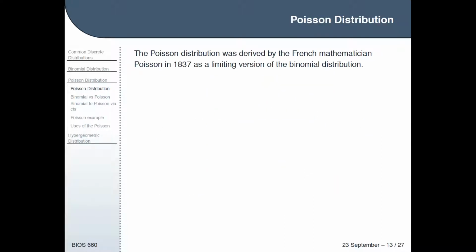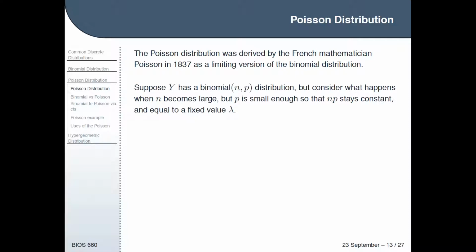The Poisson distribution was derived as a kind of limiting version of the binomial distribution, is one way to think about it. Say that you have a binomial distribution, but the number of trials becomes very large, while the probability of success is very small, so that n times p stays roughly constant, equal to a value lambda.